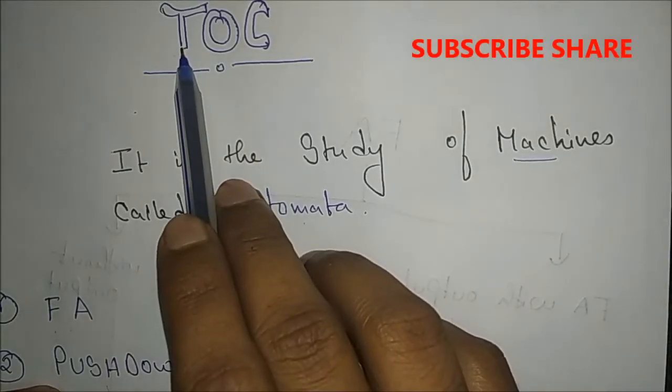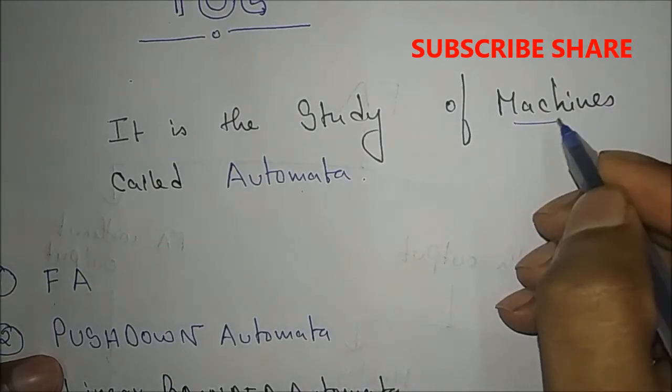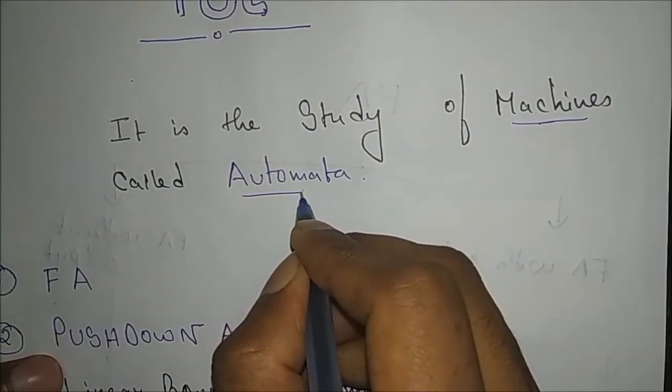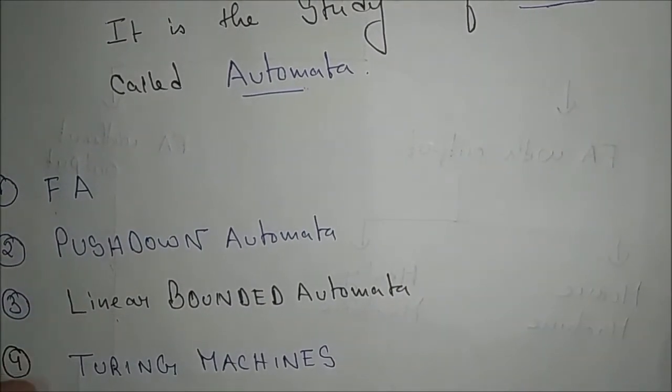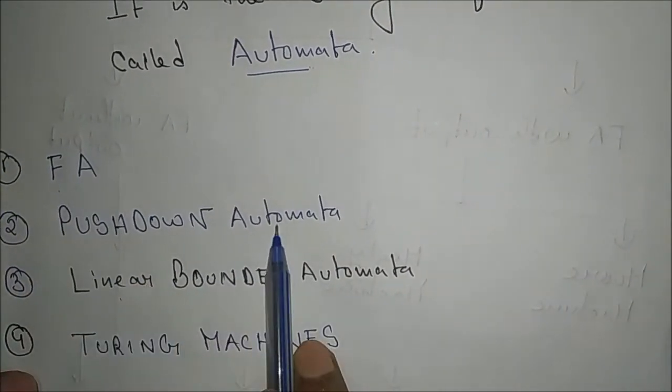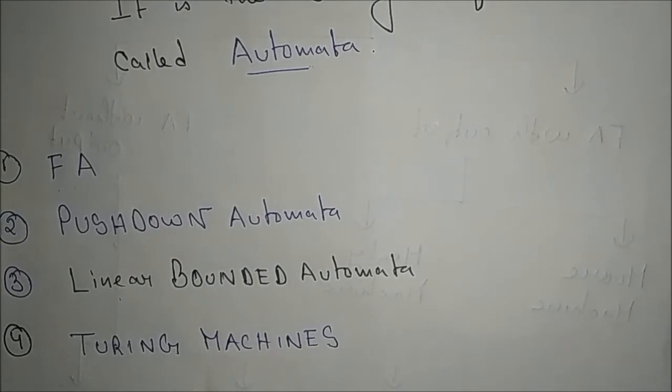Hello everyone, today is about TOC. TOC means Theory of Computation. This is a subject which deals with machines called automata, which means machine. In this subject there are four types of machines: finite automata, push-down automata, linear bounded automata, and Turing machines.